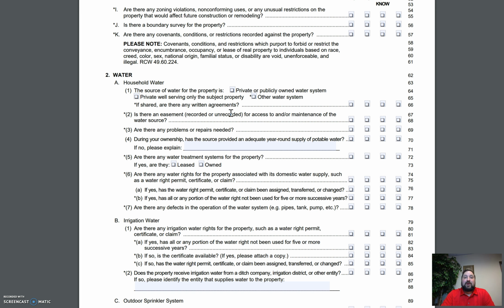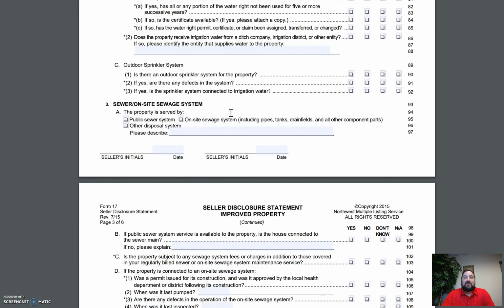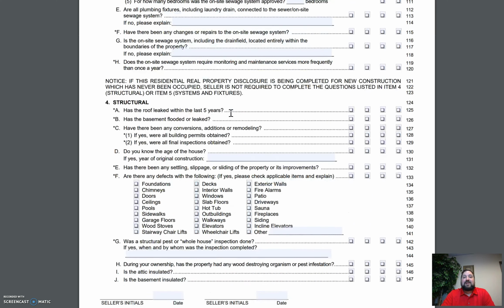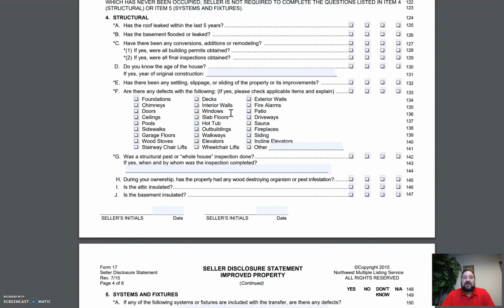Have you ever had any water problems? Have you ever had any sewage problems? Is it public sewage? Is it septic? When was the last time the septic was inspected? Have you ever had the house inspected? Has the house ever failed an inspection? Have you had any pest problems? Have you ever had any flooding? Have you ever had a roof leak? When was the last time the roof was replaced? What type of remodeling was done? Did you get permits for the remodeling?